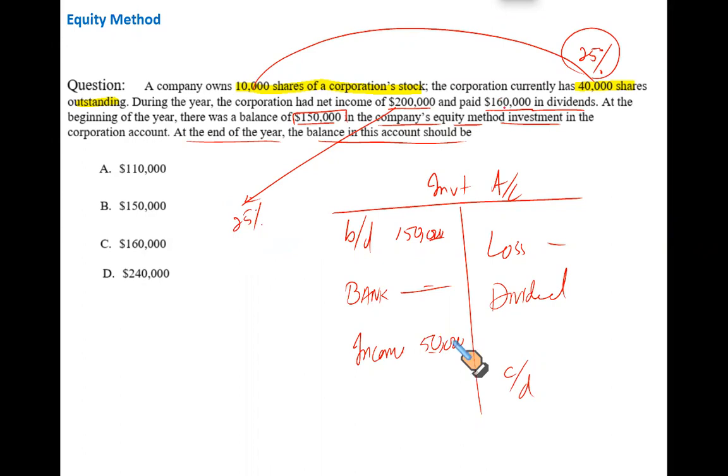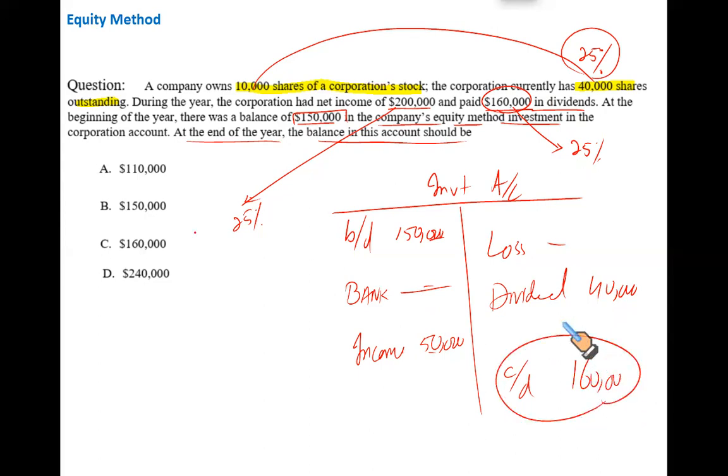Now, what happens? This company pays $160,000 dividend to all of its shareholders, right? So this $160,000 has to be taken at 25%, because out of this total dividend, I am only entitled to receive 25%. So 25% of 160 gives you 40,000. So if you add all these, 150, 50, 200 less 40, the closing balance in your investment account is 160,000, and that makes C the correct option.